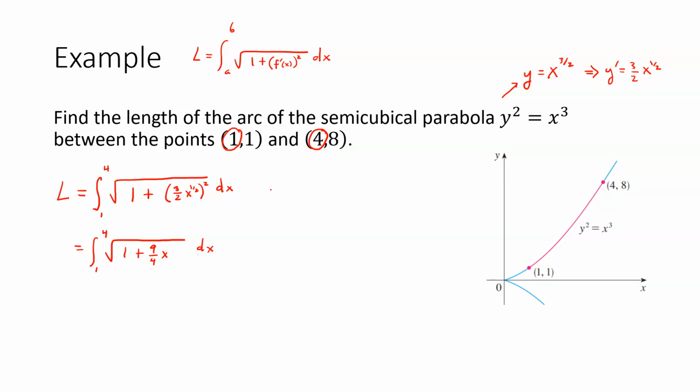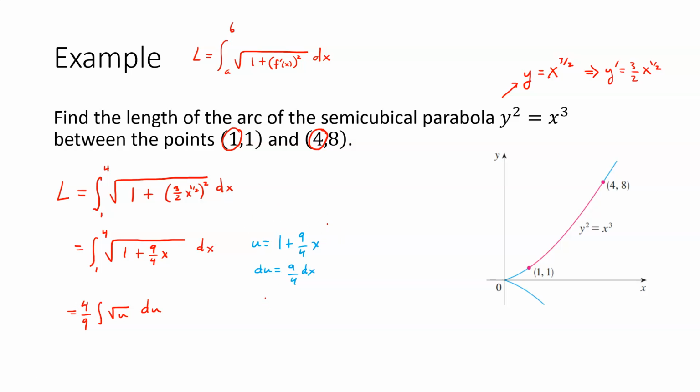And then I can solve this with a simple substitution. So I'm going to let u equal 1 plus 9/4 x. So we get du is 9/4 dx. So the integral becomes 4/9 integral of the square root of u du. I'm also going to change my limits of integration here to match the new variable.